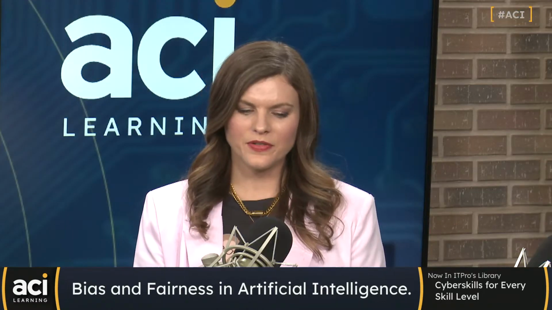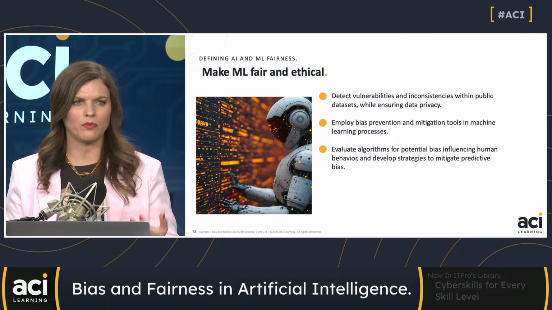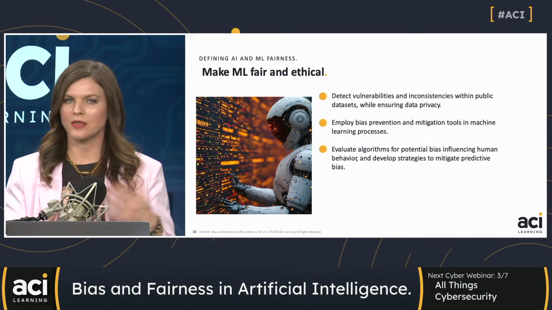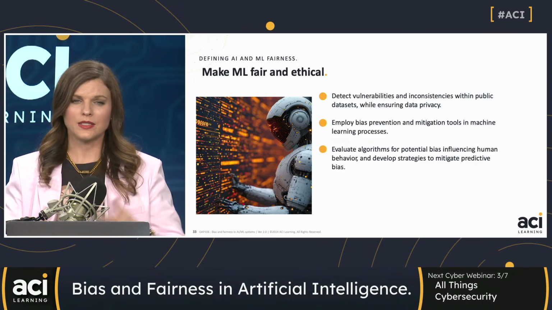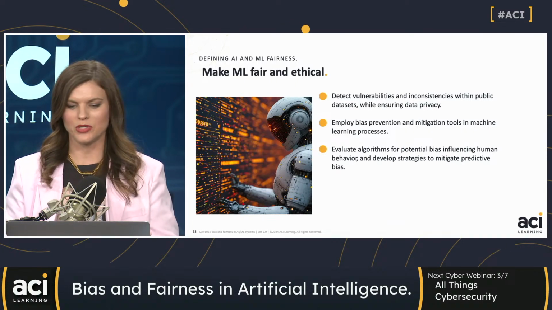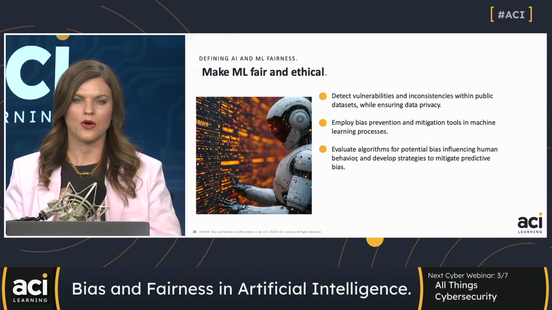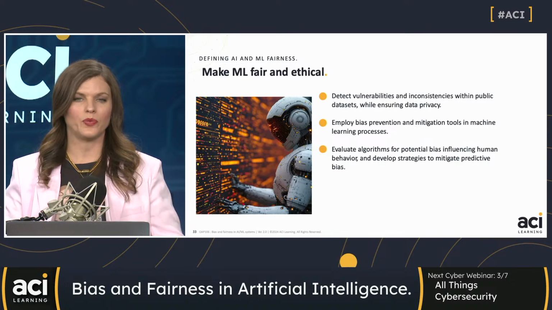Yeah, so it's definitely critical to be able to identify vulnerabilities and inconsistencies early on in public data sets that you're trying to pull in before you even put them into an AI model, for example, to really ensure the integrity and the reliability of the AI systems. Another thing is general bias prevention and mitigation. So employing bias prevention and mitigation tools, some of the tools that I just mentioned, is essentially allowing you to address biases in machine learning processes. And then the last thing is evaluating those algorithms for biases, doing it with continuous monitoring, which is key.